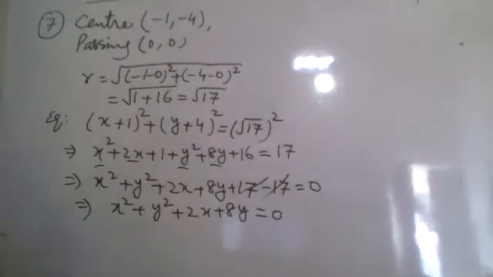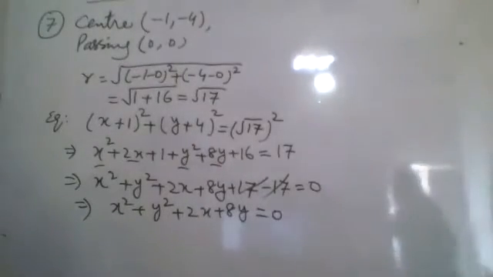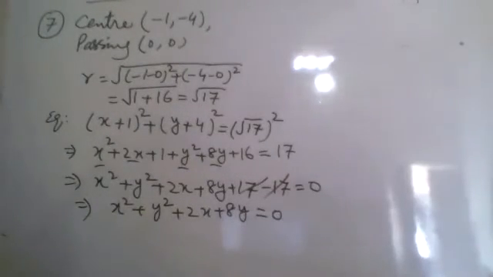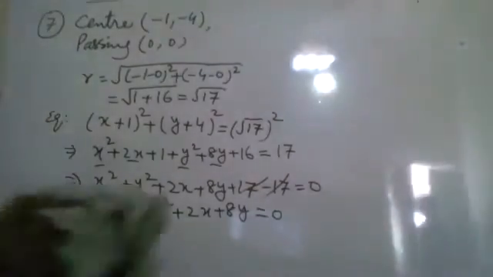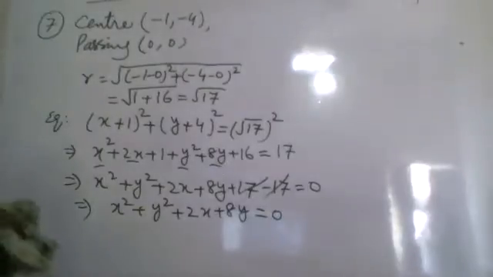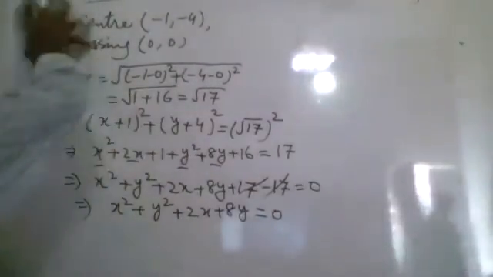Eight is the same, center is given, and one point is given. So we will take the distance formula, we will find R, and center is also given, we will use the same formula. Now question number 9, ends of diameter (-2, -6) and (1, 5). Ends of diameter are given.